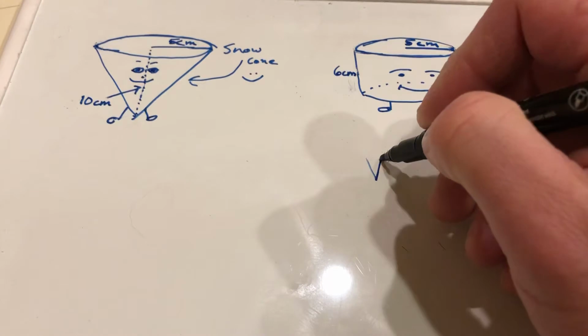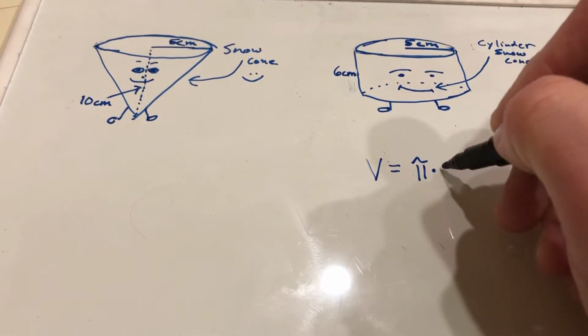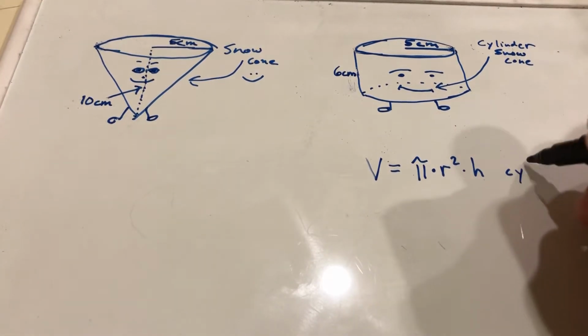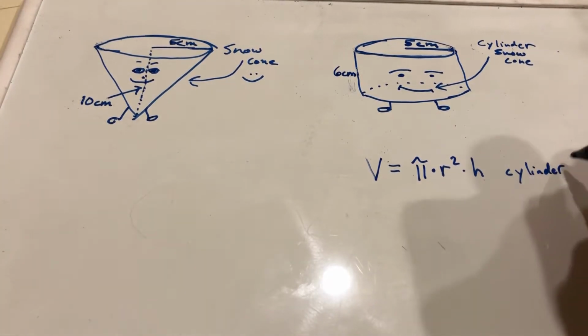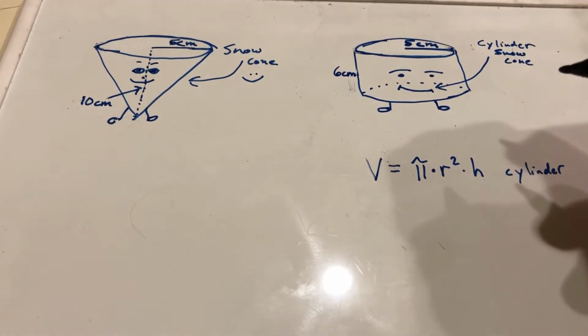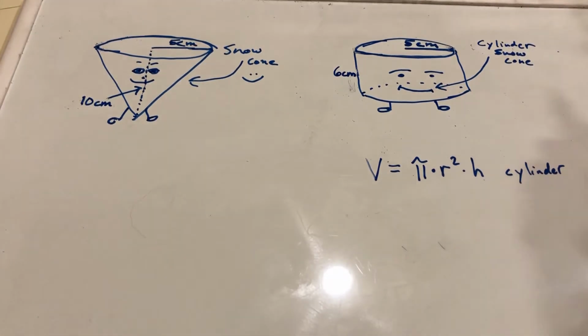Anyway, volume equals pi times radius squared times height. That's for a cylinder, right? Hopefully you still have your cheat sheet. If you don't, it's on Canvas, and I think it's on Wednesday of last week. You can click on it. Gives you all the formulas.